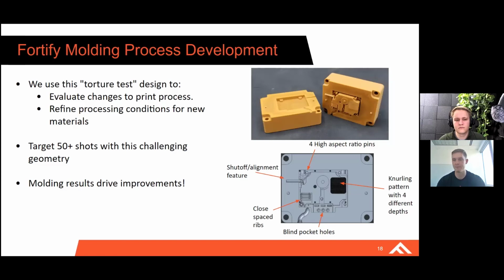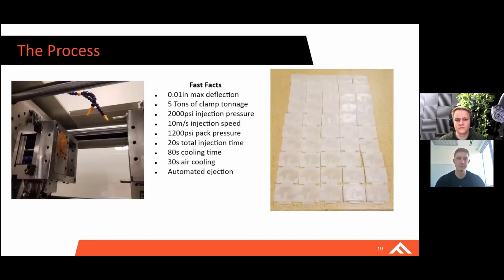quality results. We have a shutoff feature that's really helping us test for tolerance. So if we're holding a good plus or minus 5 thou tolerance, more or less, whatever that might be. Then we have some other really challenging stuff like some close space ribs that all have 1/2 degree of draft and they vary in thickness, and blind pocket holes that are going to really be a test of pressure on this tool. So with that, let's get into what we actually did here.